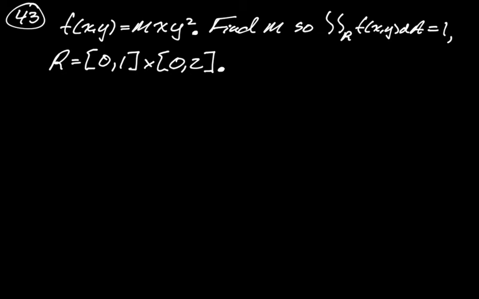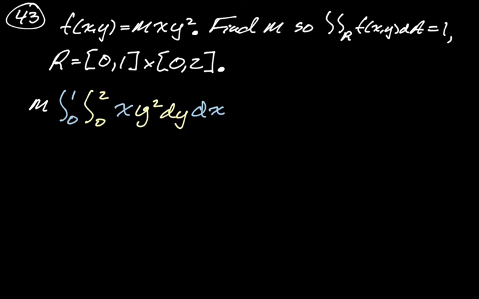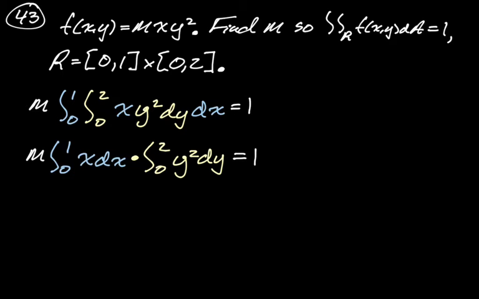All right, so let's set up our integral. I'm going to pull out m. It's a constant multiple, right? So m, 0 to 1, 0 to 2, x y squared, dy, dx. Fine. This is a function of x times a function of y, so I'm going to make it a product of those single variable integrals. My goal is always to go back to doing Calc 1, you might say. So the integral from 0 to 1 of x dx, the integral from 0 to 2 of y squared dy. And all that should equal 1.